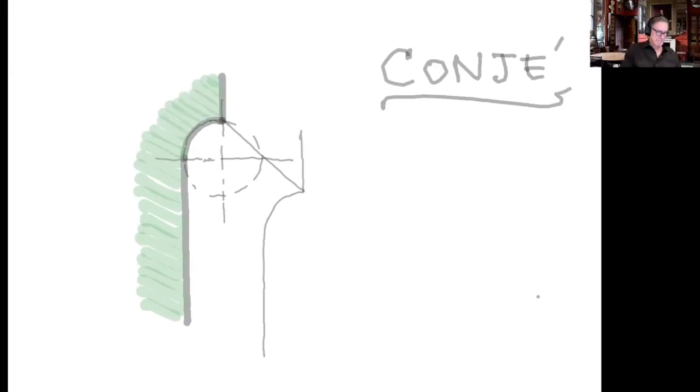That's the conge. It's usually semicircular, but sometimes you'll see elliptical shapes. It's not uncommon.